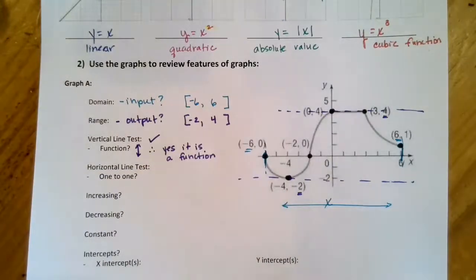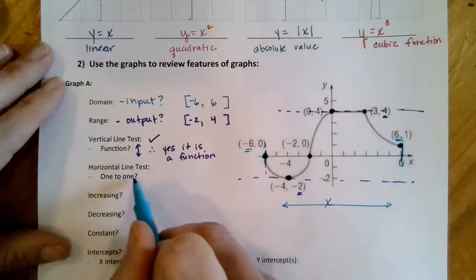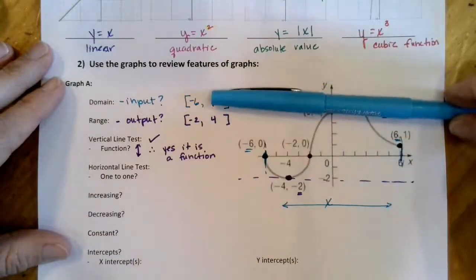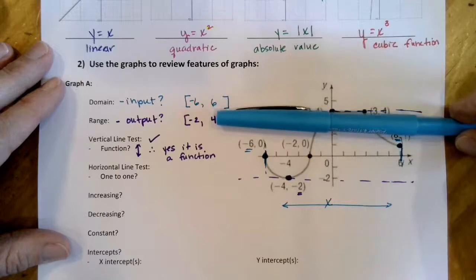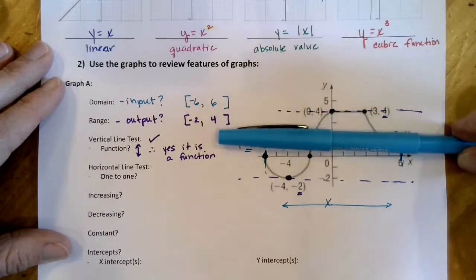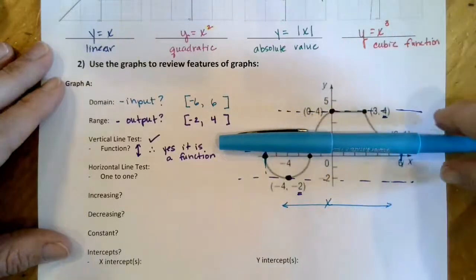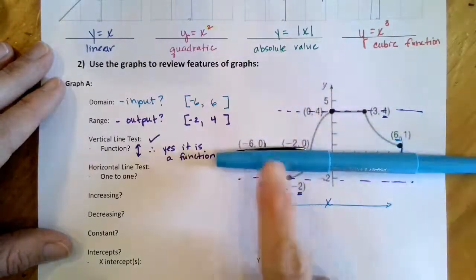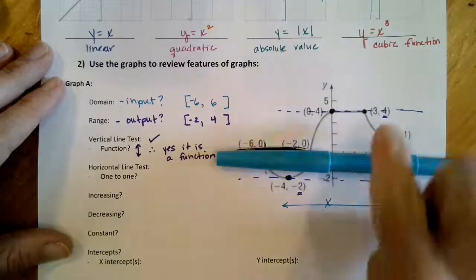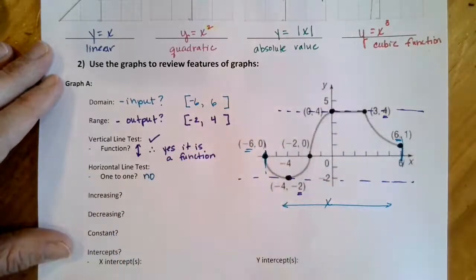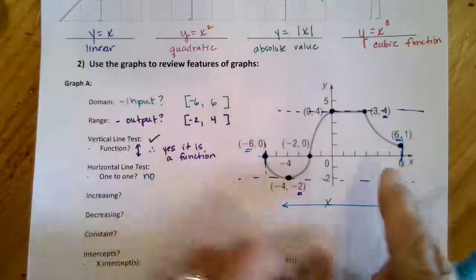When we talk about the horizontal line test, our horizontal line test takes us back to, is it one-to-one? So when I take my horizontal line and look, yes, it does hit this graph here and down here twice. So does it pass the horizontal line test? No, it doesn't, which means it's not one-to-one.